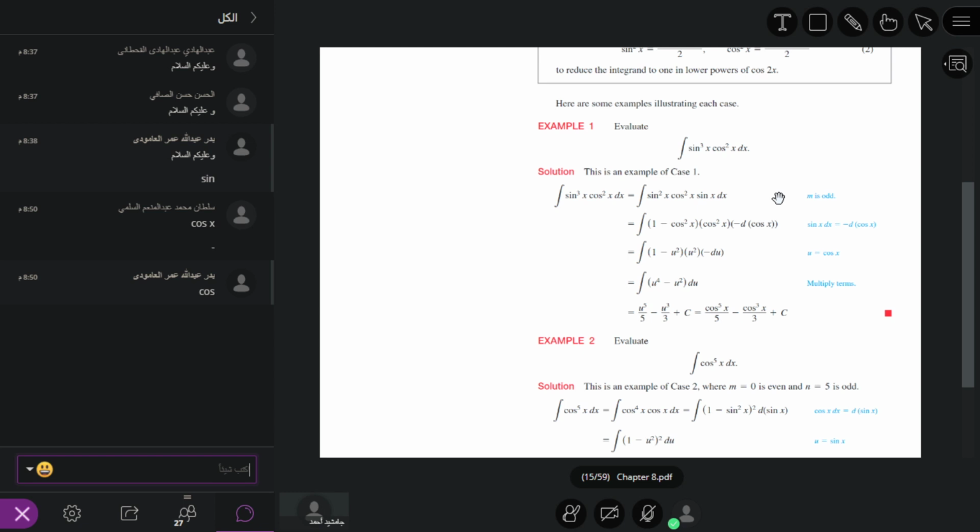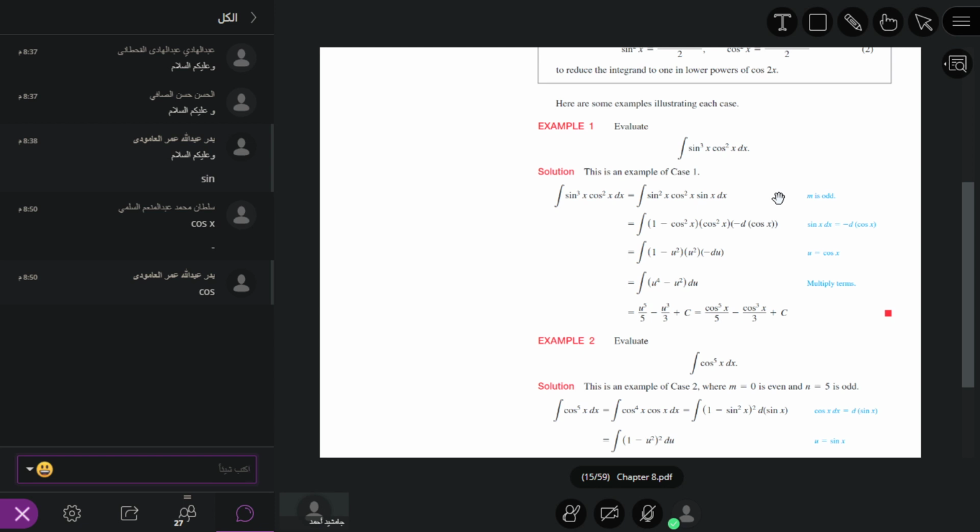So here you can see we have the following half angle formula. If we have sine square x, it is 1 minus cosine 2x divided by 2. If we have cosine square x, it is 1 plus cosine 2x divided by 2. This is the difference. Just we have the difference of plus and minus.